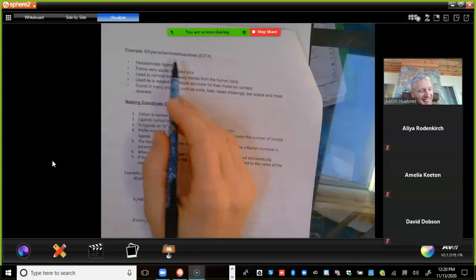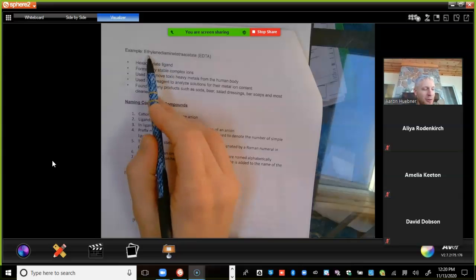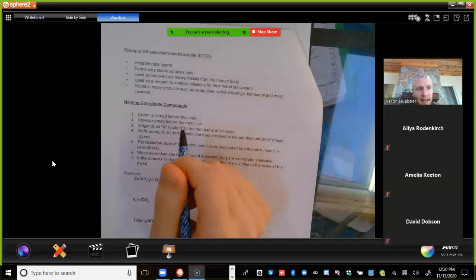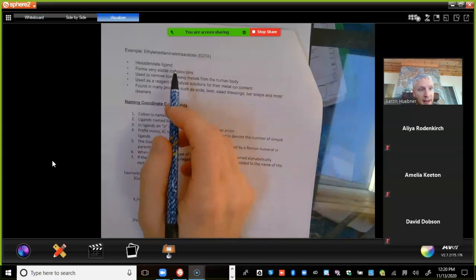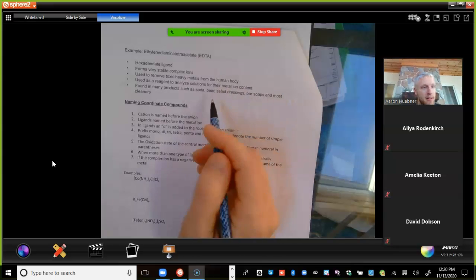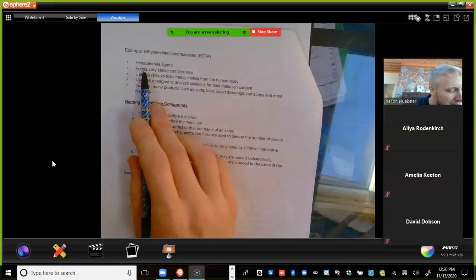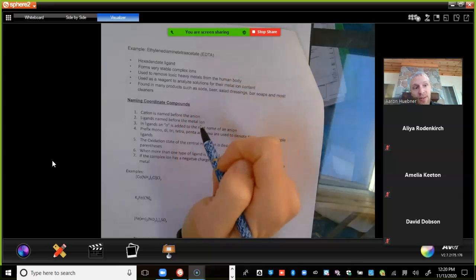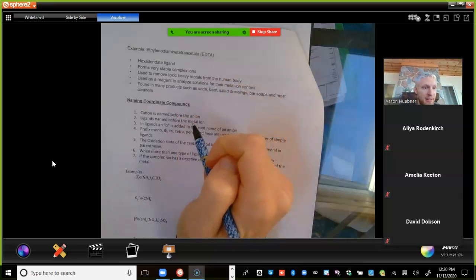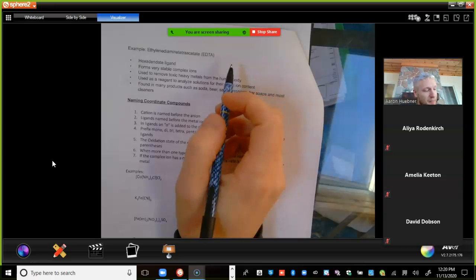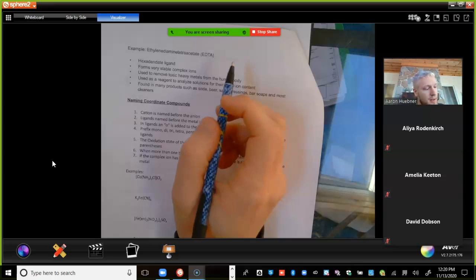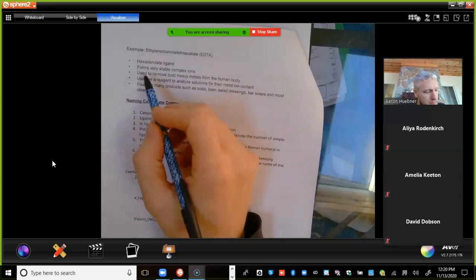So close. EDTA. So this is basically organic nomenclature. We'll get into that. Different schedule this year. So sometime in 2021, providing our winter's not too dark, we'll get to it. So, hexadentate ligand. Whoa, hexadentate. Hexa means 6. So this EDTA is a huge organic molecule with a lot of different potential for bonding sites. We're not going to be dealing with that. We're going to pretty much be focusing with monodentate most of the time, and some bidentate.